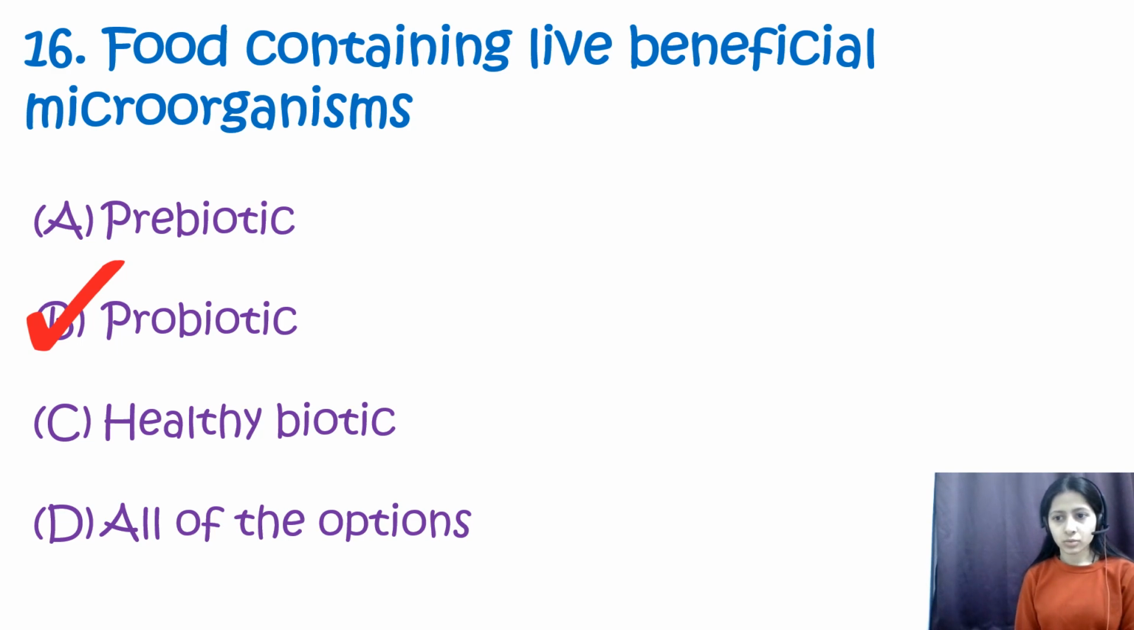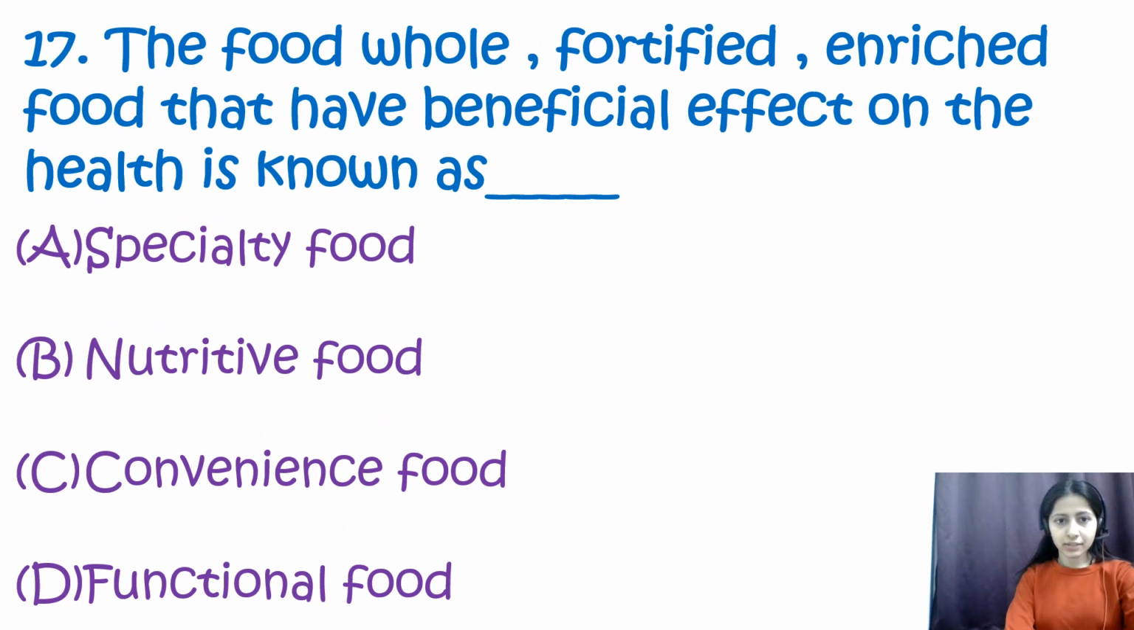So here the correct answer is option number B, probiotics. Number 17. The whole food, fortified, enriched food that have a beneficial effect on health is known as. Option A, specialty food. Option B, nutritive food. Option C, convenience food. And option D, functional foods.